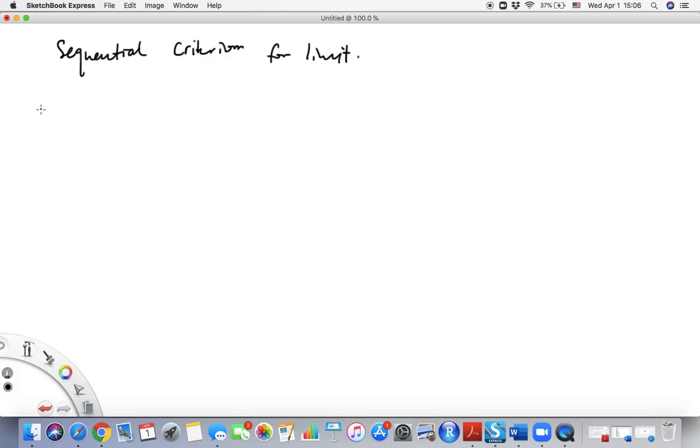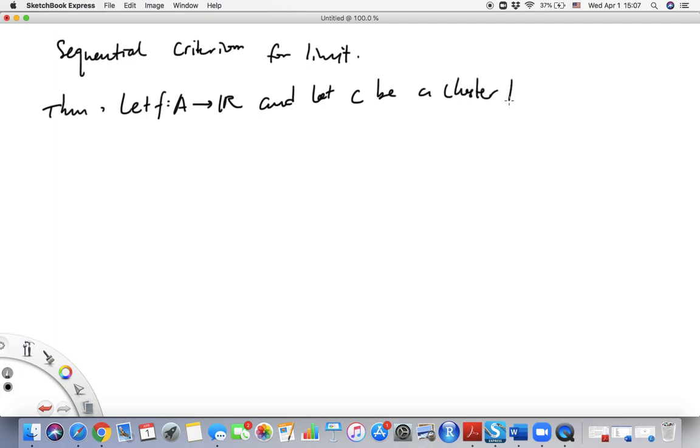So what does it say? We state that as a theorem. Let f from A to R be a function, and let c be a cluster point of A, then the following are equivalent.